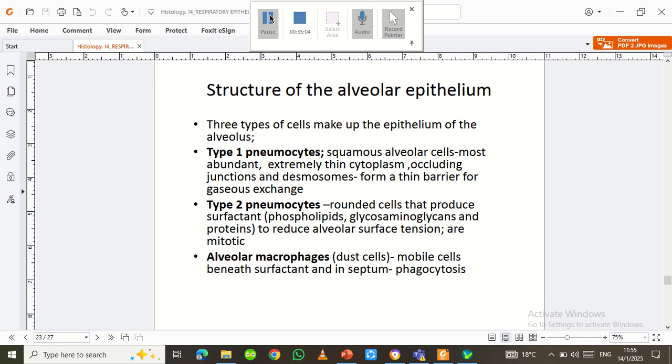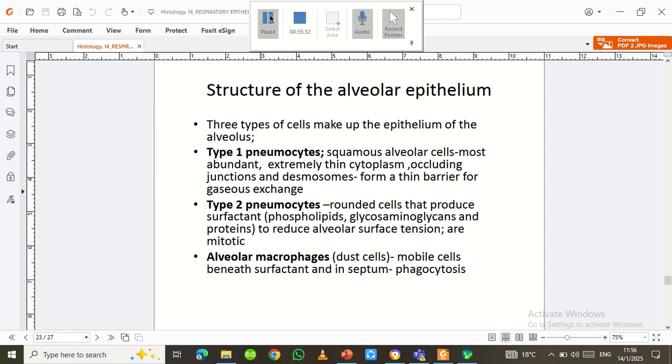Type 1 pneumocytes are the ones that have squamous shape. They have a squamous shape, which is they are flat, right? And they're the ones that contribute to about 97% of the alveolar surface area. And they are the ones that form the blood-air barrier. You understand? Type 2 pneumocytes, they have two main functions.